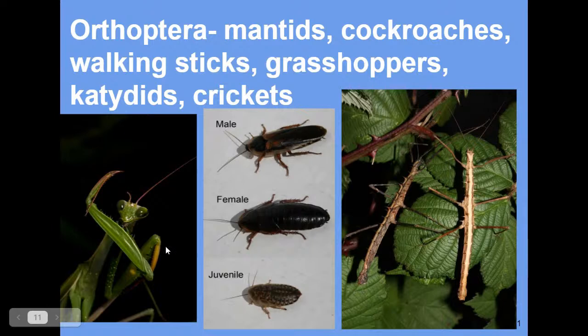And these, the mantids, we have a few different species of praying mantis, but they've got these scythe-shaped front legs that are really good at capturing prey. They can take a pretty good sized insect, and some of them get quite large.